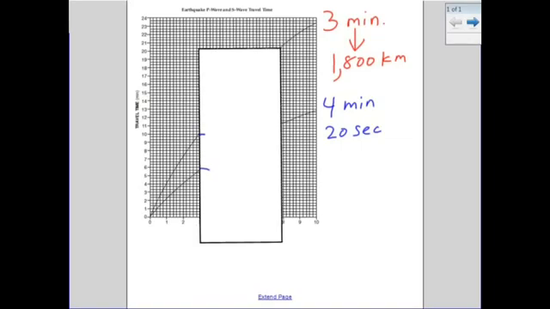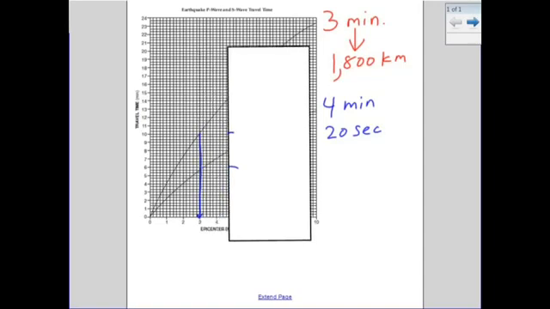Okay, we'll slide that up. Now, I like this because what I encourage you to do is just follow the edge of the paper down like this until it reaches the bottom. Okay, and you can see clearly that there is 3,000 kilometers.